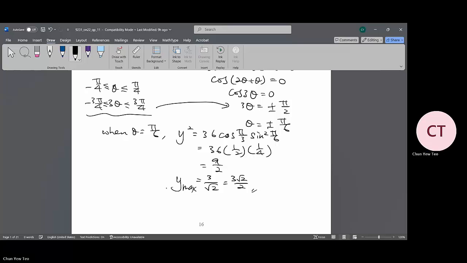Then what about theta equal to negative pi over 6? If your theta is negative pi over 6, you still will get back the same thing. You can try.